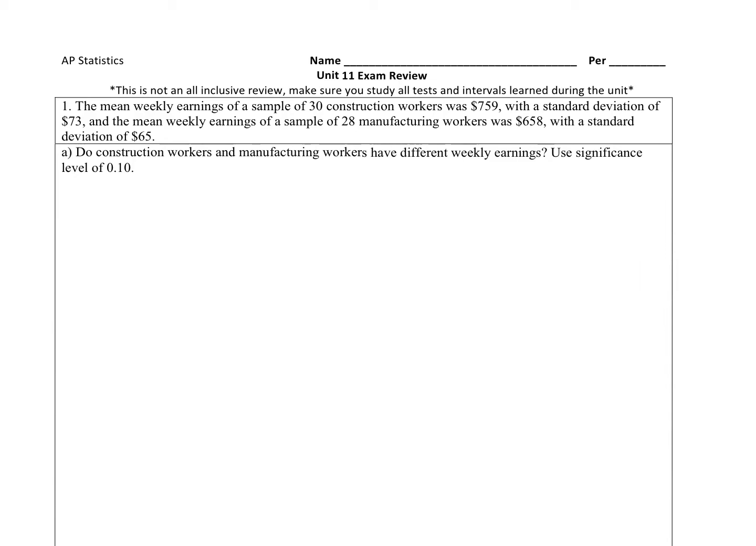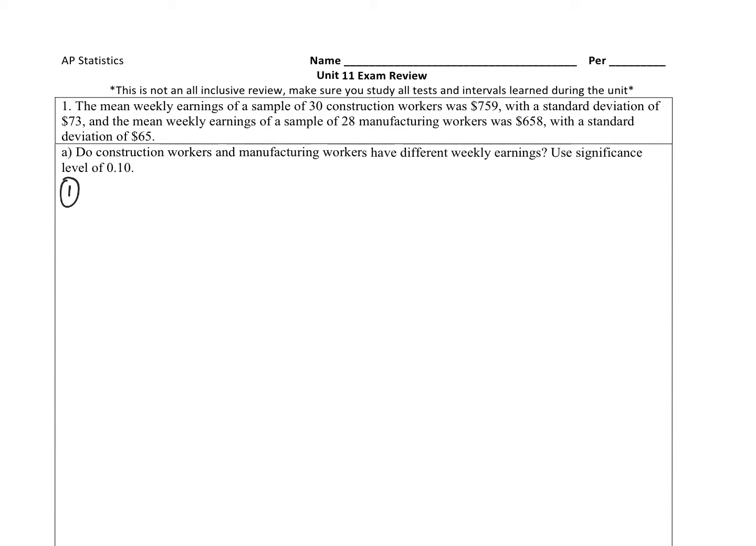Okay, this is numeric data because we have sample means, right? Sample means. We also have a standard deviation, so definitely numeric. Two samples because the sample sizes are different. We know they're not paired. And we do not know sigma because the standard deviation comes from the sample of 30 workers, not from the population. So we're dealing with a two-sample t-test here.